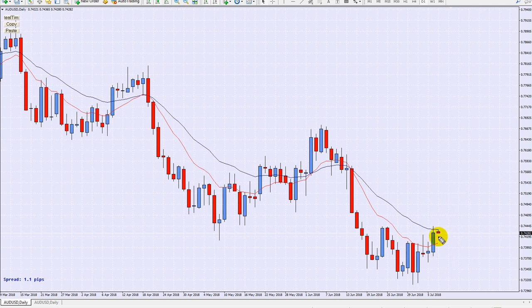Will it remain an inside candle? Well then if it does, we are set and ready to go for tomorrow.